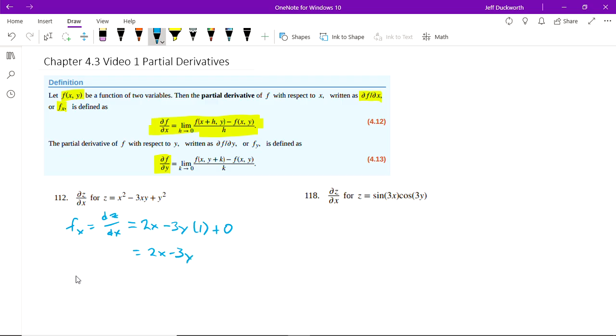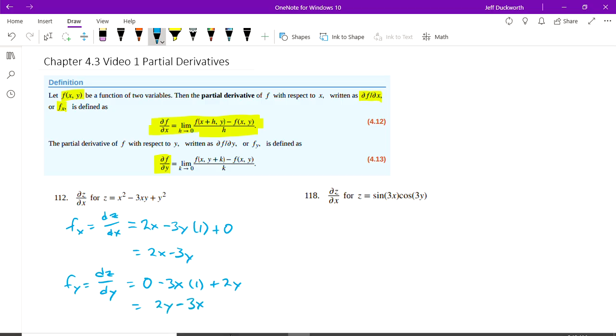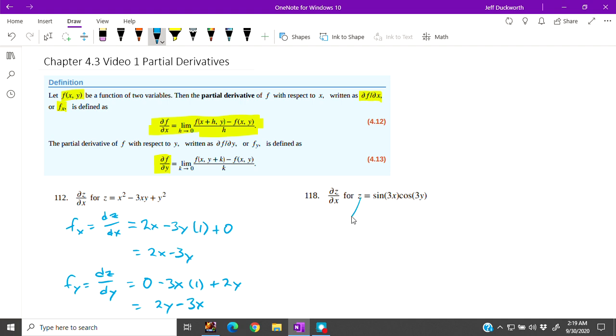So, in effect, this is 2x minus 3y, and that's it. If we wanted to take the derivative with respect to y, and the question doesn't ask for it, but I'm going to do it, f sub y is dz dy. Now we treat the x part as a constant, so this first part goes to 0. The next part is minus 3x, and the derivative of y is 1, and then plus 2y, which would give us 2y minus 3x. And look, they're very similar given what we had here.